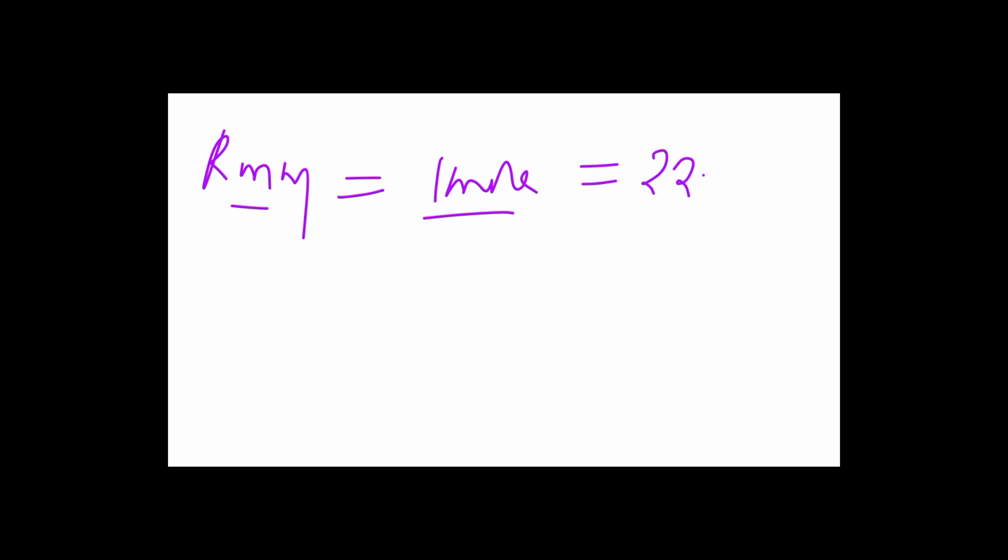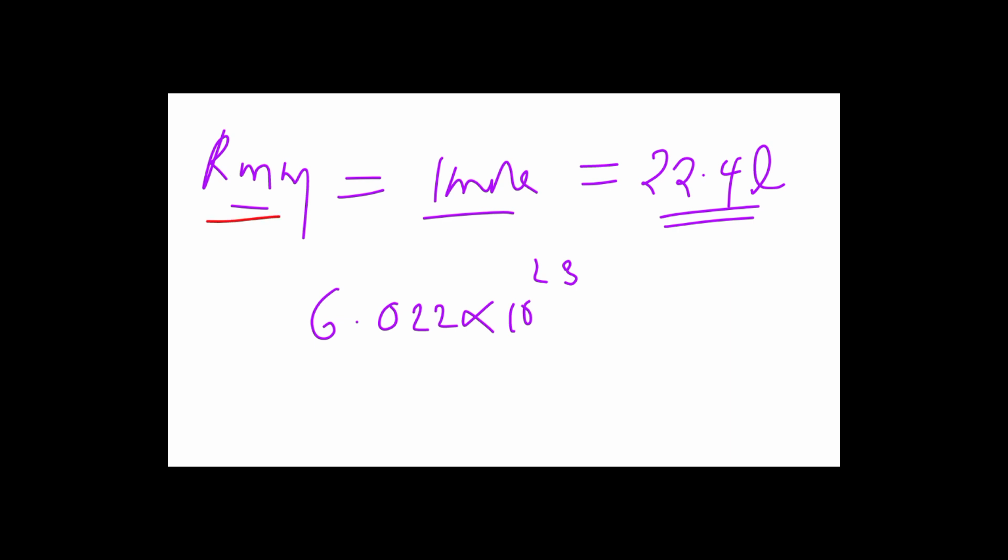Basically, you should know that RMM of any compound is equivalent to 1 mole, and this 1 mole will occupy 22.4 liters at standard temperature and pressure. And this 1 mole will contain Avogadro number of particles, which is 6.022 into 10 raised to 23 particles, ions, molecules, etc. So this is the basic concept which you should be aware of.